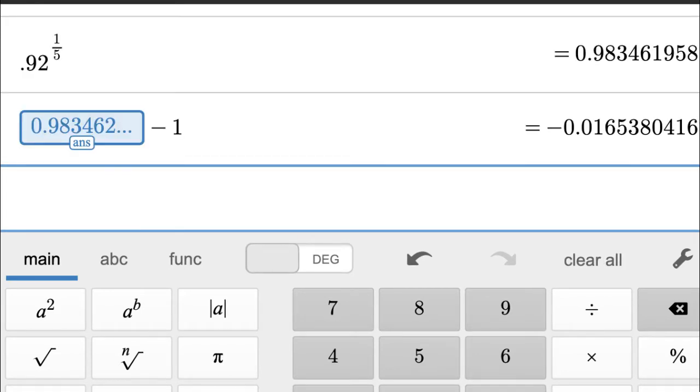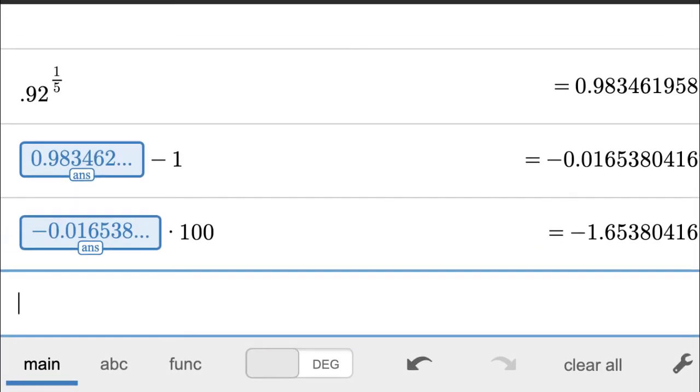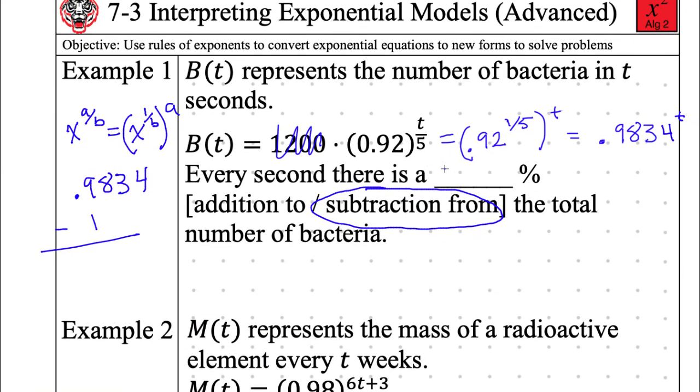And I know that I'm going down by this number. And if I say ANS times 100, I have now converted it into a percent. I'm going down by 1.65%. So I come back over here. Every second there is a 1.65% subtraction from the total number of bacteria. And there's my final answer.